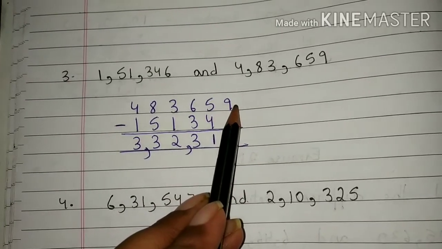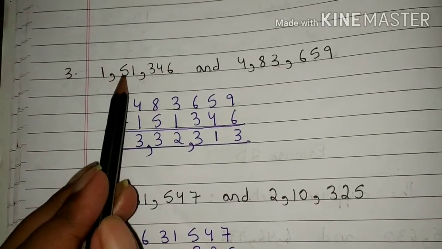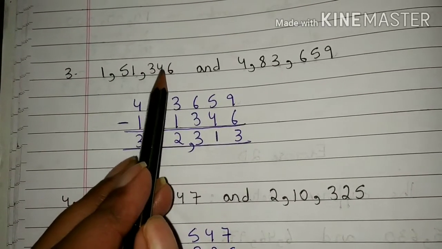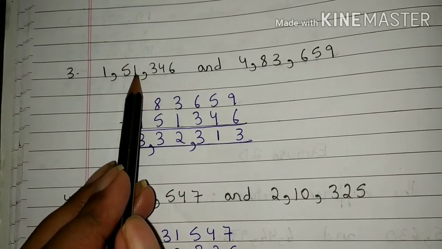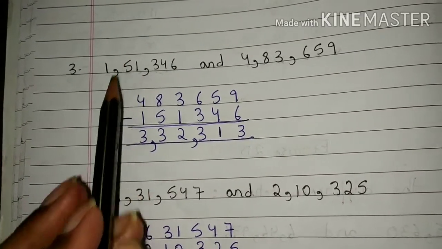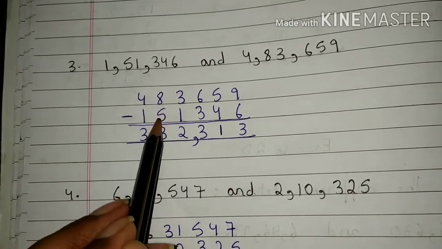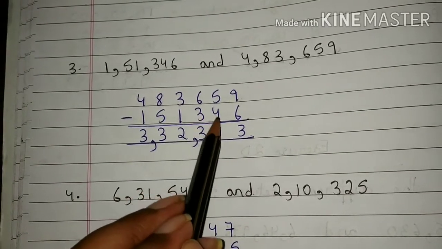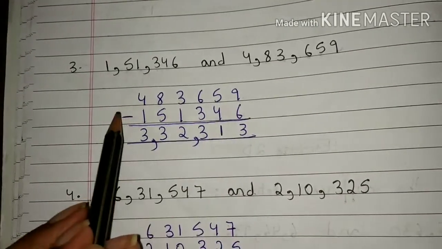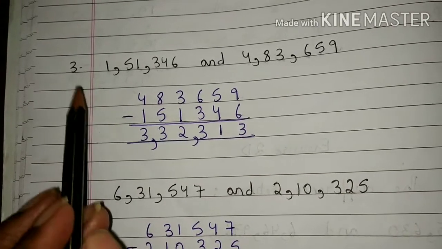4,83,659 here and 1,51,346 is the smaller number. So, we will write 1,51,346 here. Now, we will subtract the numbers.